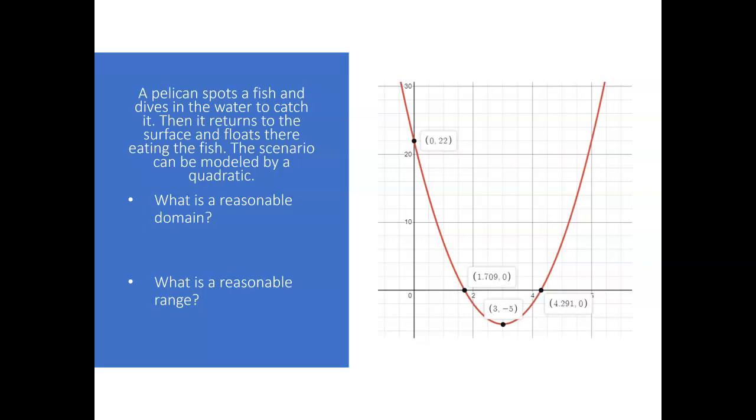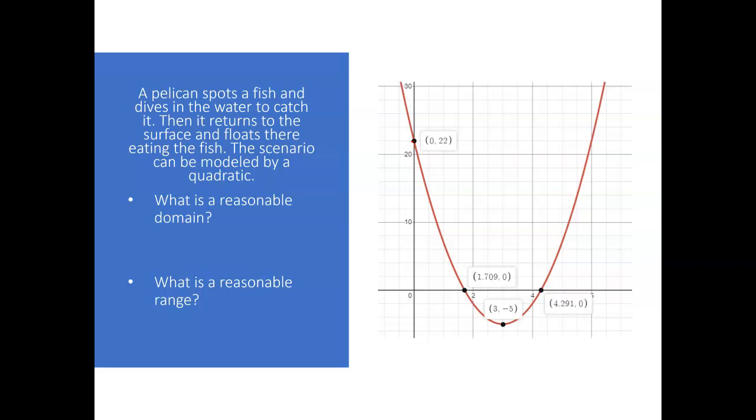To start, the story is that a pelican spots a fish, dives down to catch it, gets it, and then goes back over the surface to enjoy his well-caught meal. So domain, just in general. Domain talks about what part of a function? The x value. So for every quadratic, our domain is what? Excellent. But now in context, we have to ask ourselves, what's a reasonable domain?